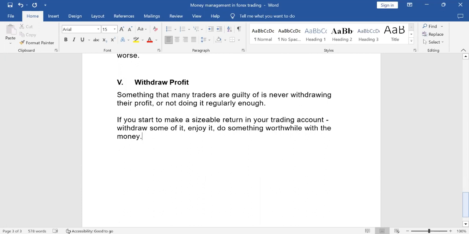I want to build to $1,000. That one, the difference. And when you are building your account, you have to be very careful on the lot size.